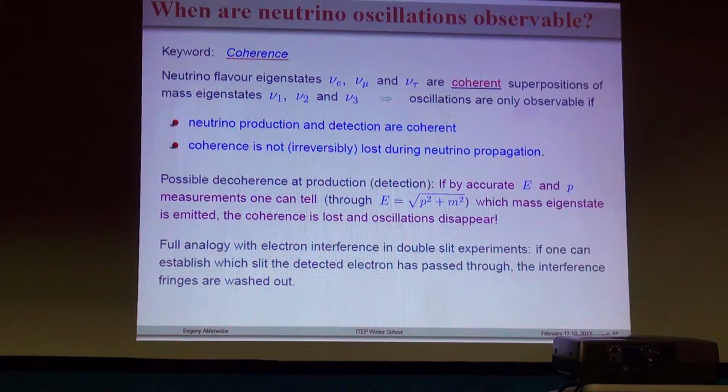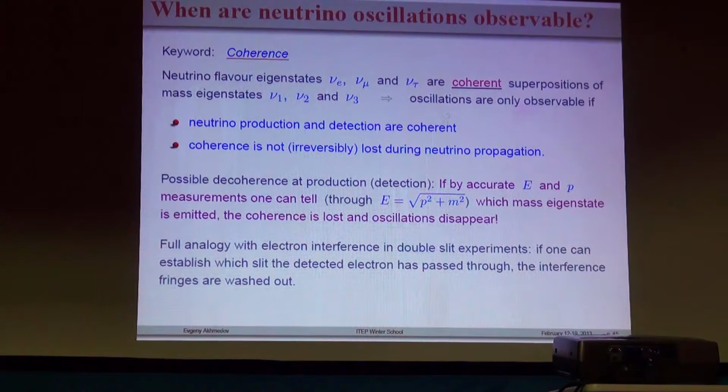Now let me elaborate on this a little bit. How can you break the coherence of neutrino production on different mass eigenstates? Assume you measure the energies and momenta of particles participating in the neutrino production process with very high accuracy. If you can do that, then by using the energy and momentum conservation laws, you can find the energy and momentum of the produced neutrino with very high accuracy. But then, by using the simple formula for relativistic particles, you can find the mass of the neutrino with very high accuracy. If you find the mass with accuracy which is better than the difference between the different masses, you know which mass eigenstate you produce. And in this case, you will not observe any oscillations at all.